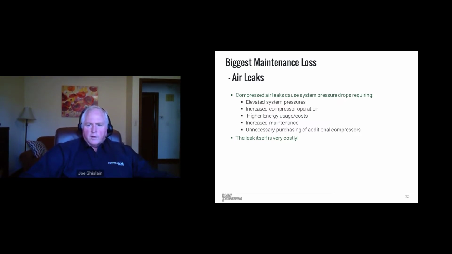You fix one thing over here and two things over there break. It's the same thing. Maintenance and equipment, it's ongoing. It's usually an issue because of wear and tear and things that are happening in a plant and facility. So air leaks cause the system pressure to drop, requiring a lot of things to go with it. That's elevated system pressure, increased compressor operations, higher energy, increased maintenance because you're running the equipment more, and then the purchasing of additional equipment.